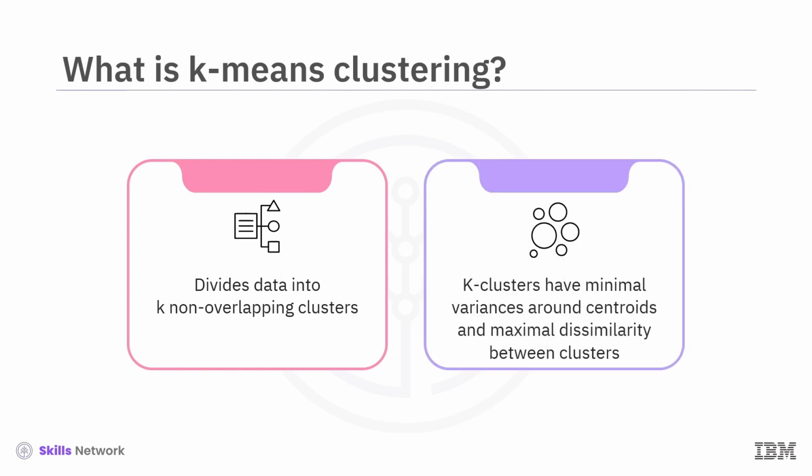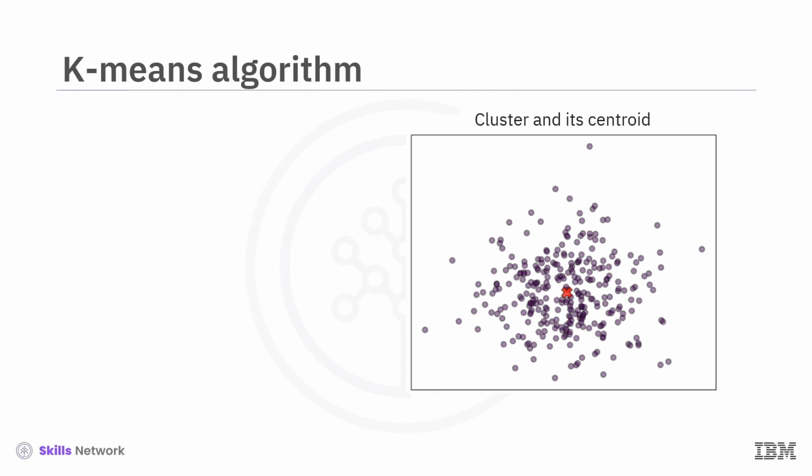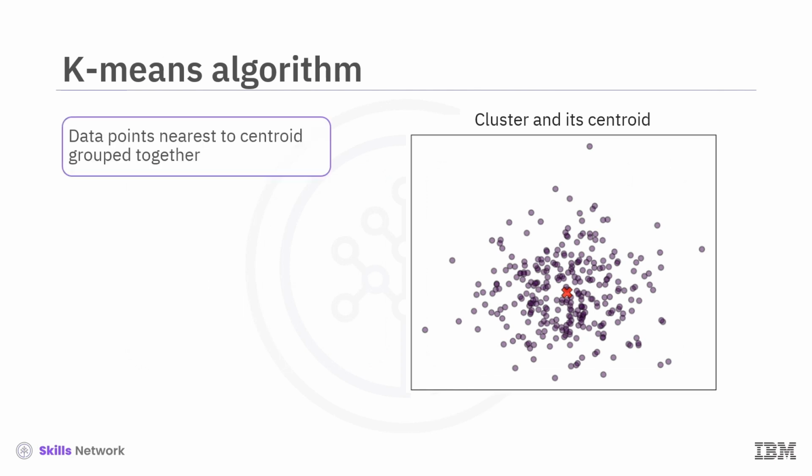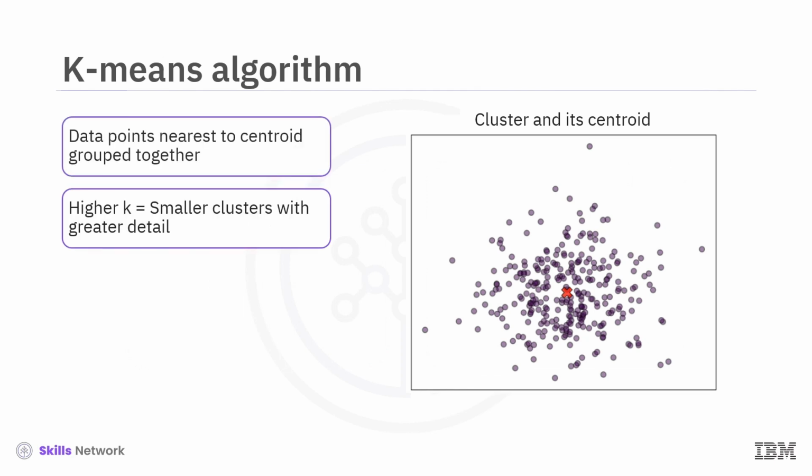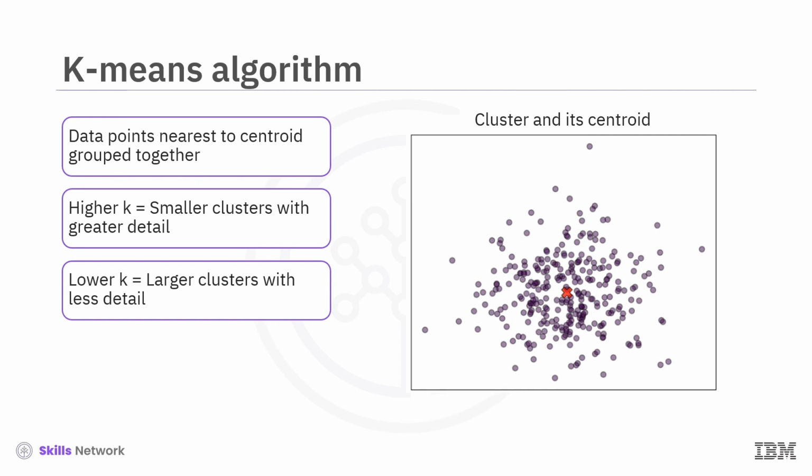The k clusters are constructed to have minimal variances around their centroids and maximum dissimilarity between clusters. Let's understand this definition with the help of this chart showing a cluster of data points. At the center of the cluster is the centroid marked with a red X. This is the average position of all points in the cluster. Data points nearest to a centroid are grouped within the same category. A higher k value, or the number of clusters, signifies smaller clusters with greater detail, while a lower k value results in larger clusters with less detail.